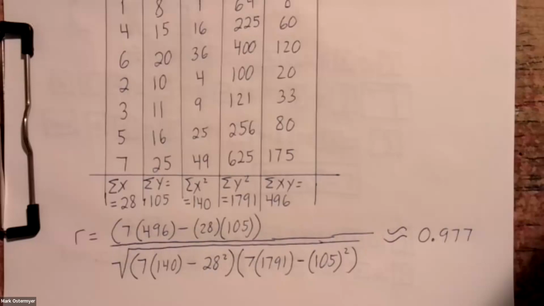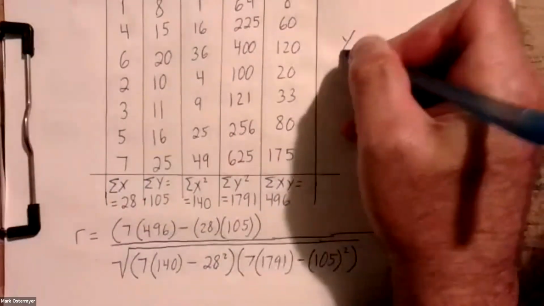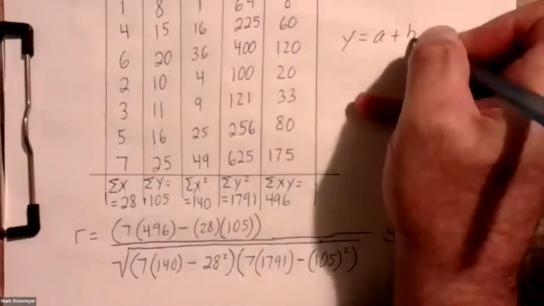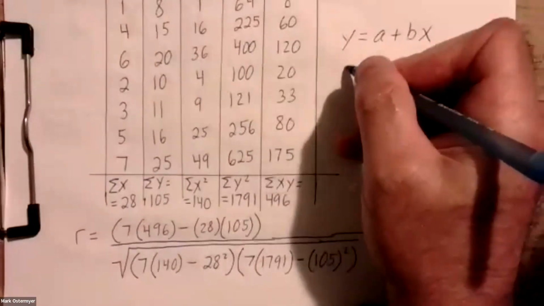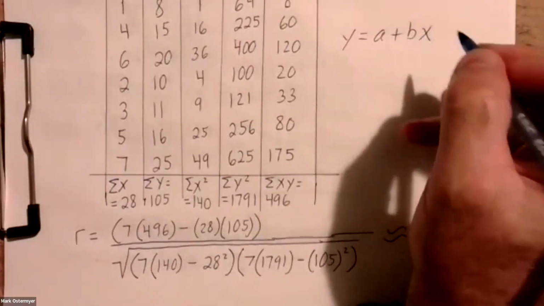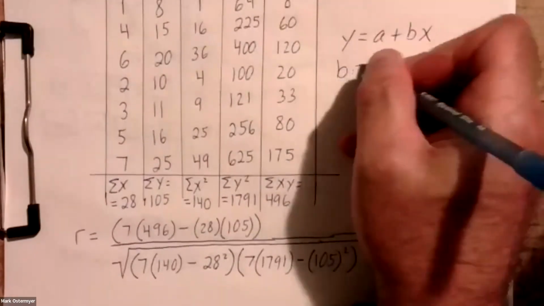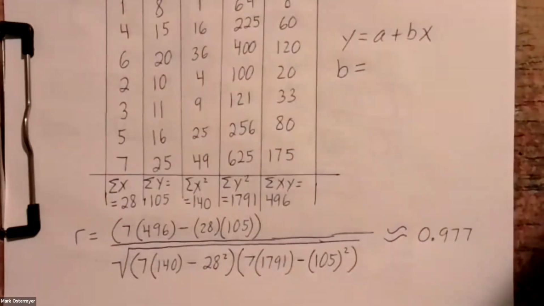And ladies and gentlemen, while we're at it, we can use this data and all that we've computed to find the regression equation. So that would be the next thing I want you to do with this classwork: find the least squares regression equation, of the form y equals a plus bx. Do you remember that? We've got to find the slope first. And what was that formula?